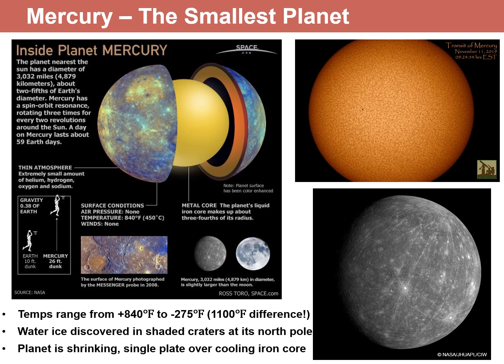What's also interesting about Mercury is that scientists discovered water ice in the shaded craters at the North Pole. Right at the North Pole of Mercury, somewhere around back here, there are some craters that are permanently in shadows.